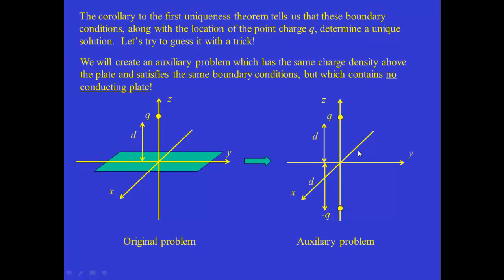Notice that every point in the z equals 0 plane where the grounded conductor used to be will now be exactly the same distance away from the positive and the negative charges. And therefore the potential at any point in the z equals 0 plane will be 0, because that point will be equidistant from two opposite point charges. That's the genius of creating this auxiliary problem, because now we satisfy the same boundary condition where the conductor was, but the conductor's not in the problem anymore.